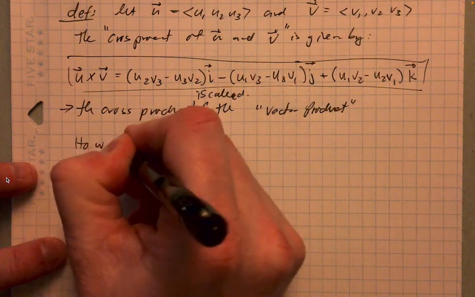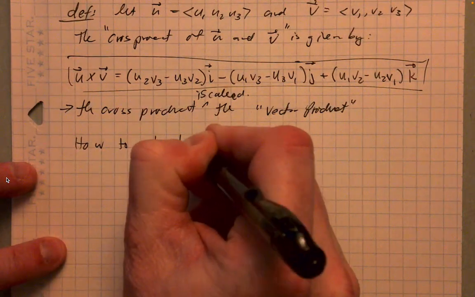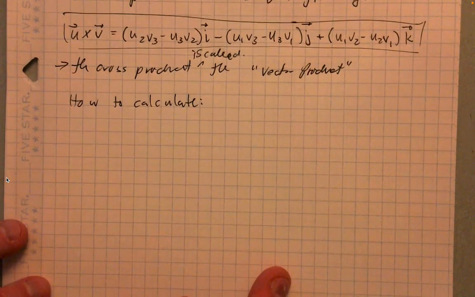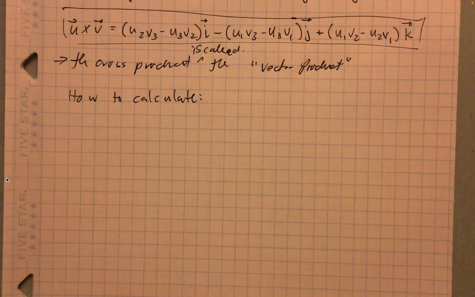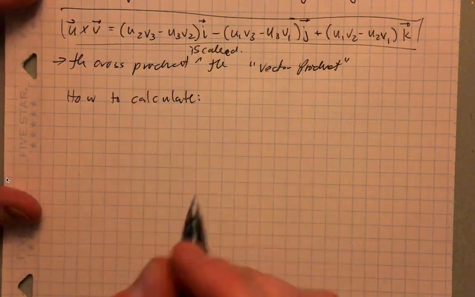How to calculate. This is actually based on the idea of a determinant, which is a mathematical calculation that is applied to matrices, the determinant of a matrix. But because this is Calc 3, a co-requisite probably for linear algebra, maybe a prereq, it depends on who you ask, there's no assumption that you've had linear algebra and know anything about determinants. So we're just going to throw it out there.